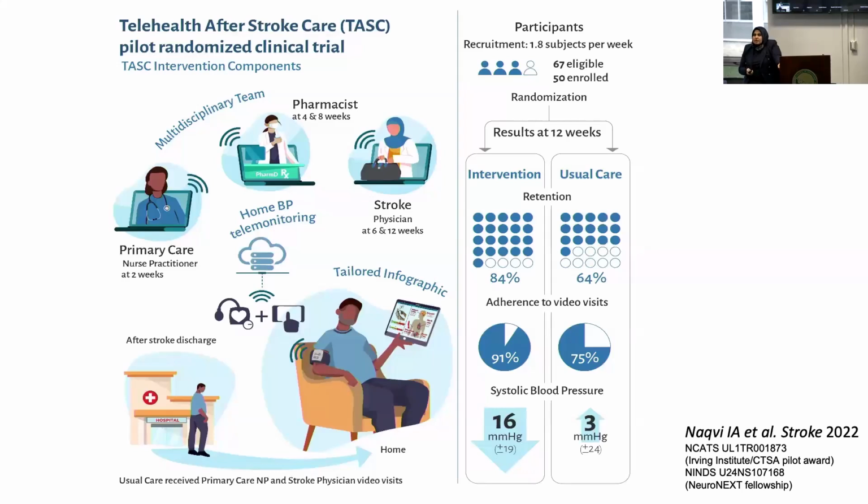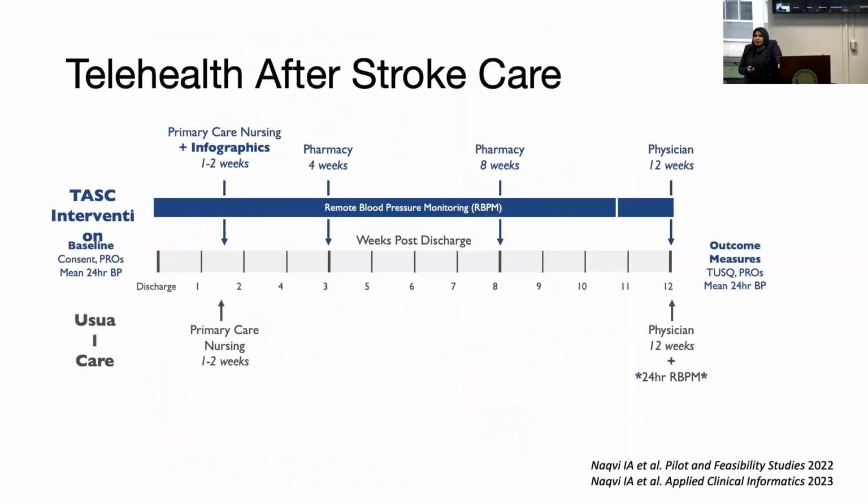And this was really focused on feasibility. So feasibility of recruitment, feasibility of randomization, and then adherence to the video visits. And that worked out fairly well, but we also saw that systolic blood pressure seemed to be well improved amongst the intervention group versus the control group. Now, why was that the case? And yes, it's a small sample.